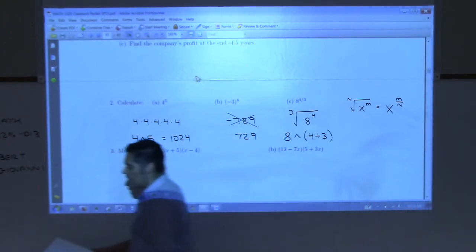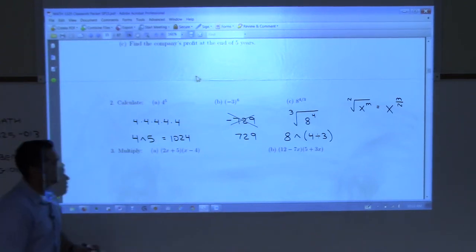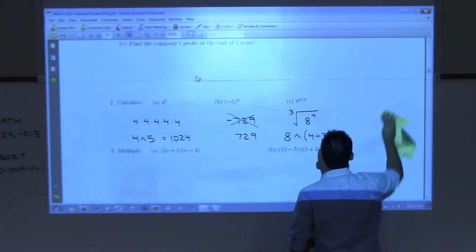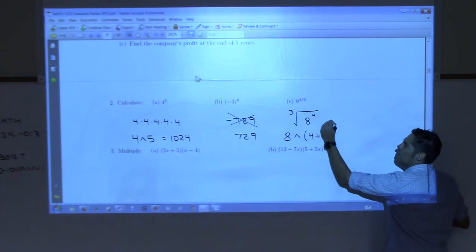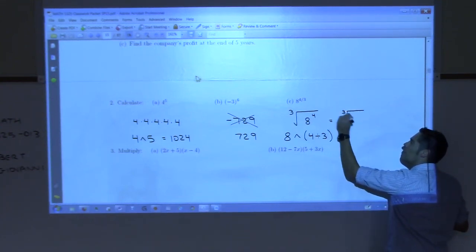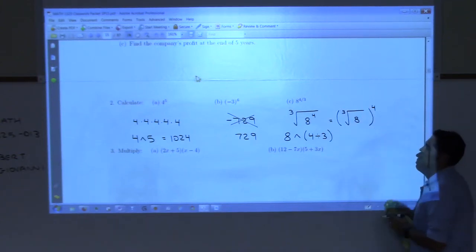Now that still might be difficult to get because you would have to do 8 to the 4th power, which is a huge number, and then take the cube root. I think it might be difficult for people to see that the answer to that is 16. So let me show you something else. When you have this expression, you may also write it like this. So what's the difference between these two expressions?